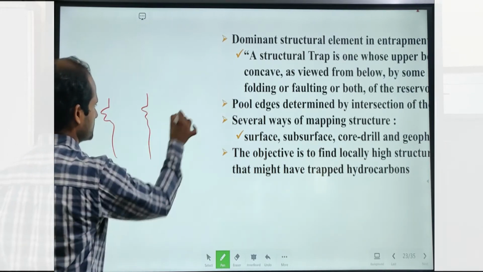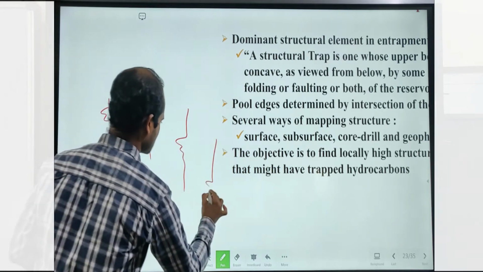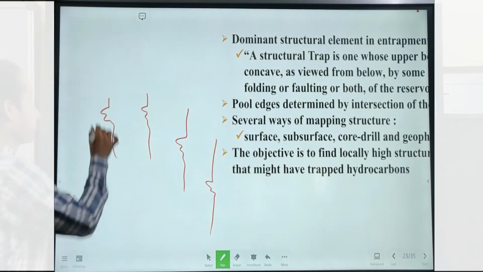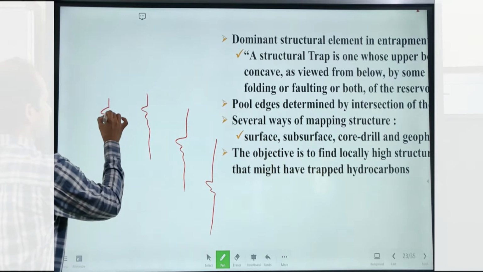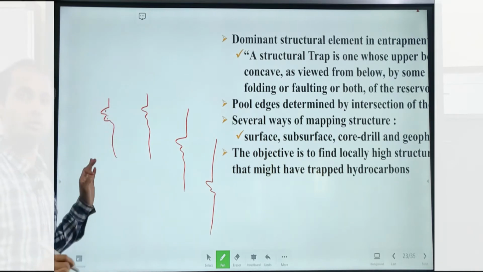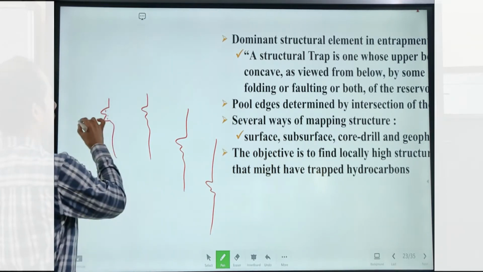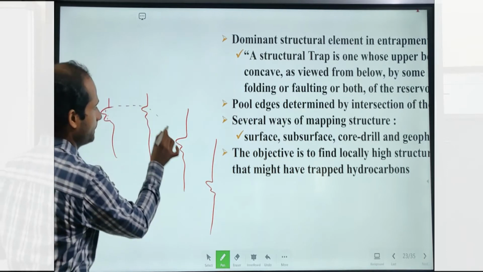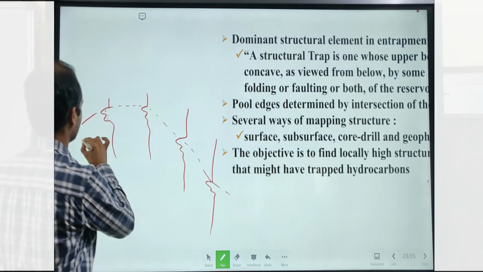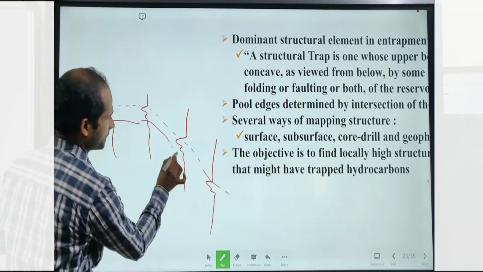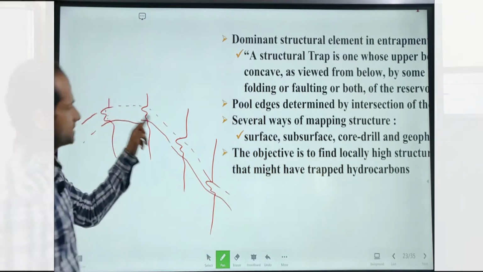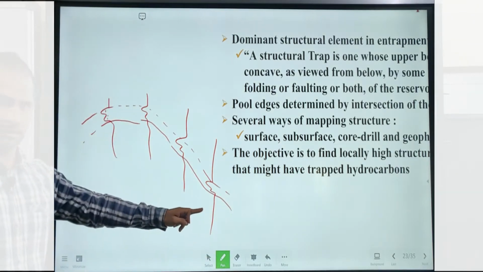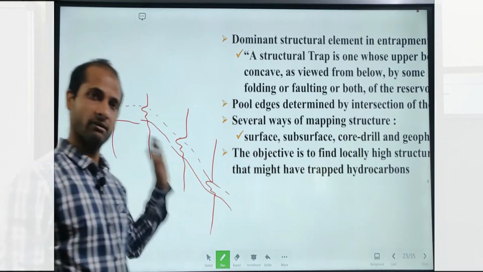Suppose this is how the GR log looks in general, and this curvature represents your sand. So if we match the top of this sand, we can delineate how the structure is varying. This is used in the development phase.